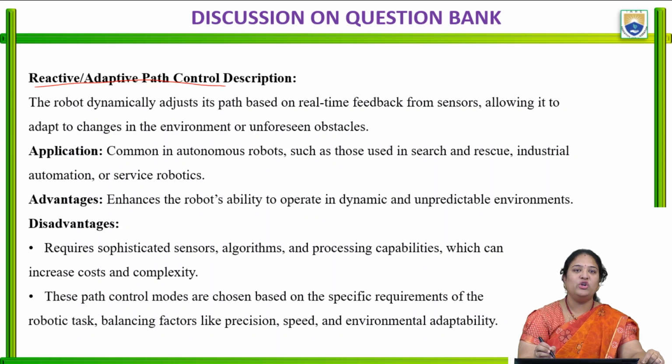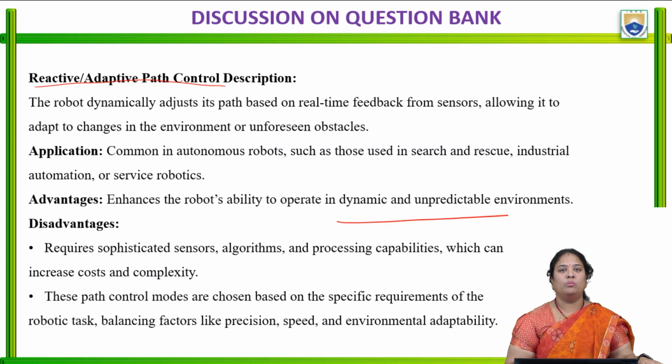The advantage of using this type of system is that it operates in dynamic as well as unpredictable environments. This type of robot will be operated in dynamic as well as unpredictable environments. That is, in any circumstances this type of robot can be used, whether in hot areas or in cold areas, or where we can't predict the environment constraints. There also we can use this type of robot.